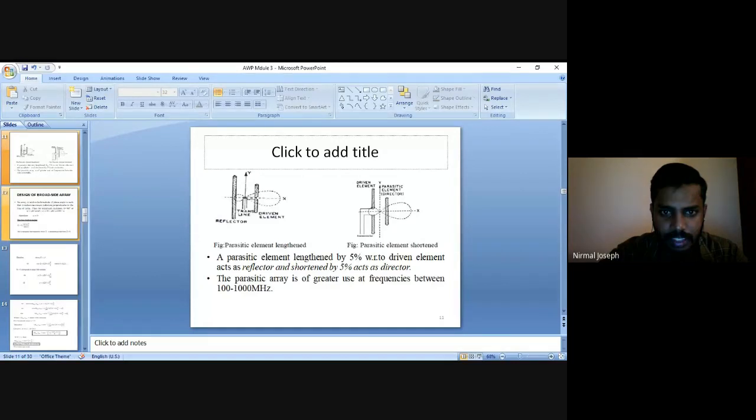I think you might have seen what a reflector and what a director is. This was there in the old Yagi Uda antennas. So I will just show you one picture of that. You might have already seen this thing.